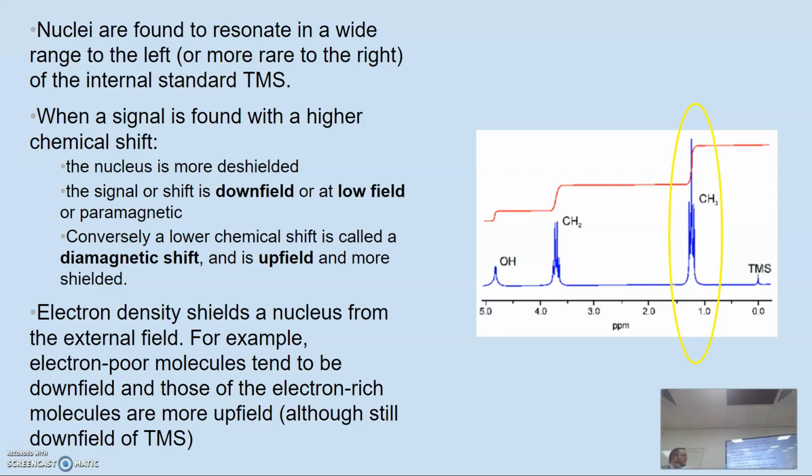Nuclei resonate over a wide range to the left, or more rarely to the right, of the internal standard TMS. So we would expect that a methyl environment, a CH3 environment, would be pretty close to TMS. Make sense? Because the environment is very similar, right? Whereas a carboxylic acid, a carboxyl group, is about as far away from looking like a methyl group. Yeah?